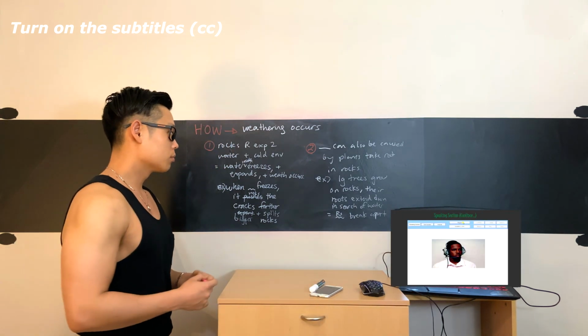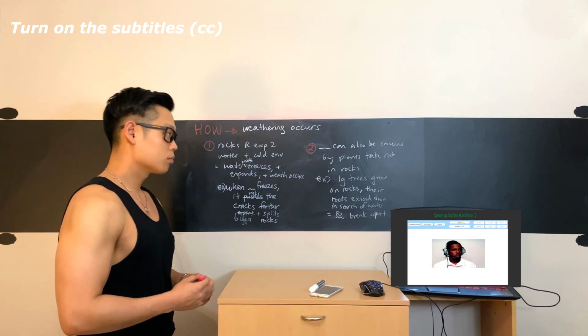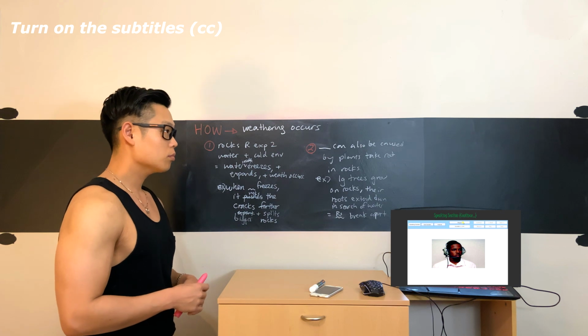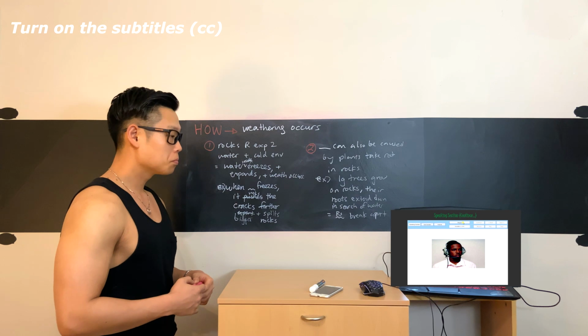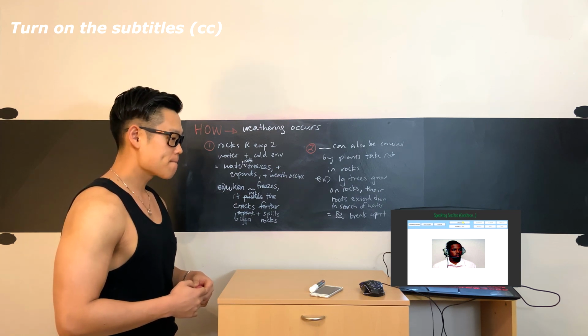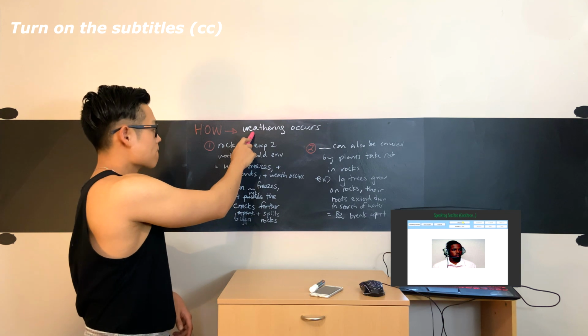Rocks near the Earth's surface are directly exposed to elements in the environment, such as air and water, and also to conditions such as temperature change, as well as to living organisms. And this exposure to the environment can actually cause even huge rocks to break into smaller pieces. This process is called weathering. Let's talk about a couple of ways weathering occurs.